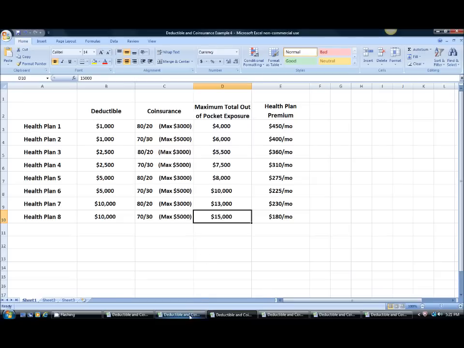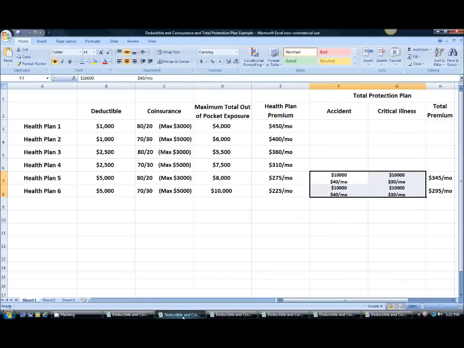Now, the last thing I promised I would talk to you about is the total protection plan. The total protection plan is a way to supplement your health plan in order to give you increased coverage and increased financial protection from the coverage, and still saving money over a low deductible plan. Okay, so let's take a look at that structure.